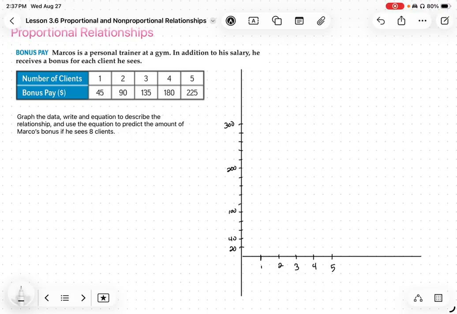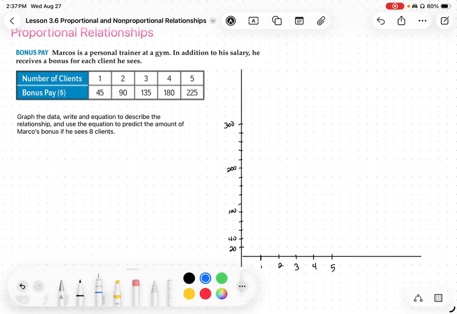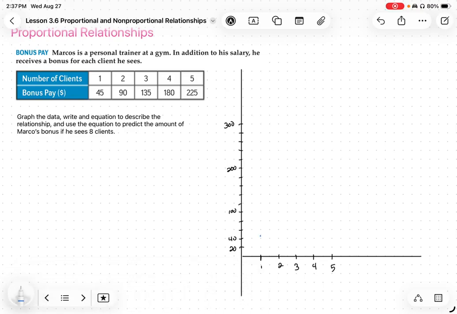Our first point is 1, 45. So 45, in between 40 and 60, let's go about right there. That's a pretty good estimate for 45. And then 2, 90. 90 should be right in between 80 and 100. So let's go about right there. 3, 135. So between 120 and 140, let's go about right there. That seems like a pretty good estimate.